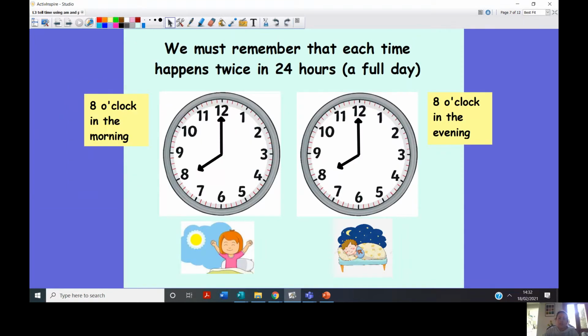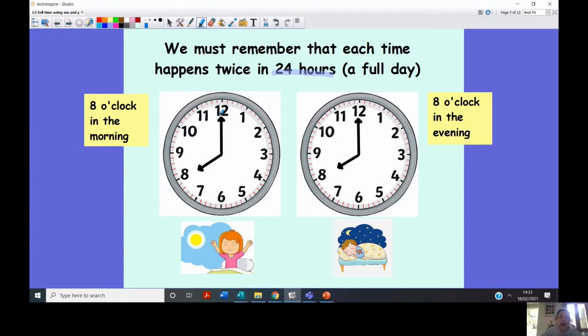So this is why we go on so much about there being 24 hours in one day. We must remember that each time happens twice in 24 hours. So we have 8 o'clock in the morning, where some of you might be lucky enough to wake up at 8 o'clock in the morning, or 8 o'clock in the evening, which some of you might be lucky enough that it's your bedtime.